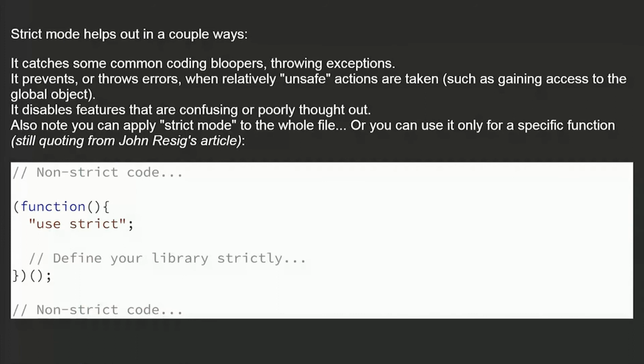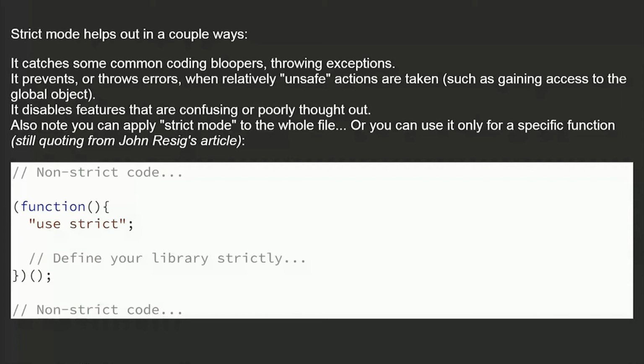Strict mode helps out in a couple of ways. It catches some common coding bloopers, throwing exceptions. It prevents, or throws errors, when relatively unsafe actions are taken, such as gaining access to the global object. It disables features that are confusing or poorly thought out. Also note, you can apply strict mode to the whole file, or you can use it only for a specific function.